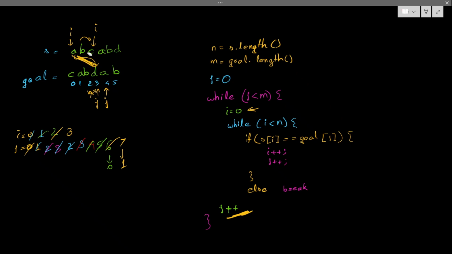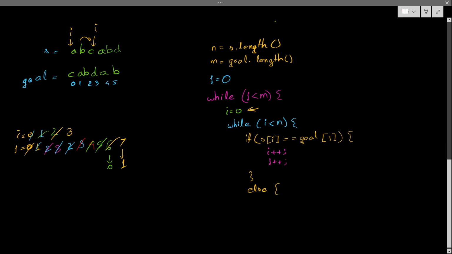For this reason, I have to decrease the j here. Before breaking, I have to decrease this as well. So what I have to do here is j minus minus, and break. After that, I will do j plus plus. I guess you understand why I am doing that.